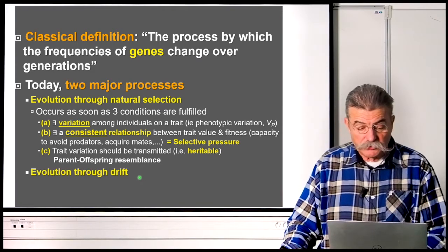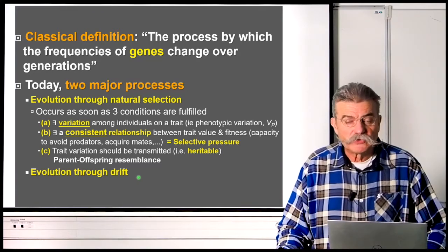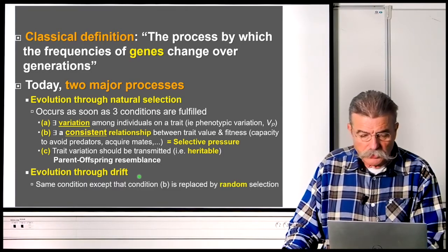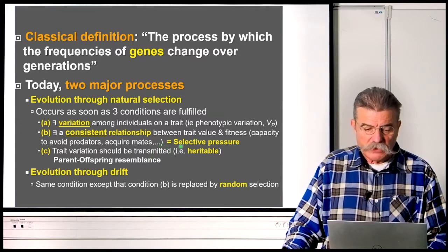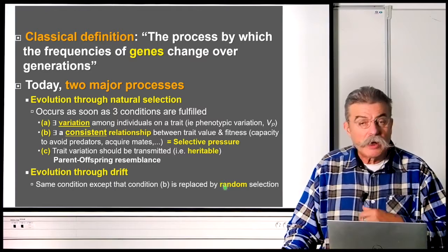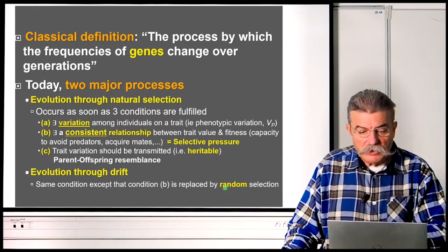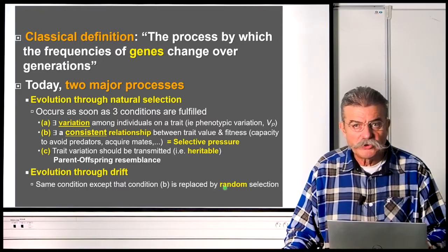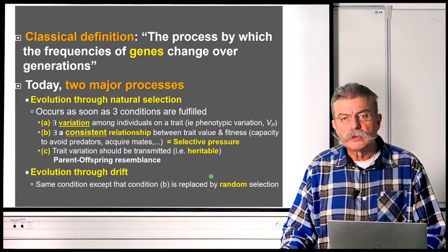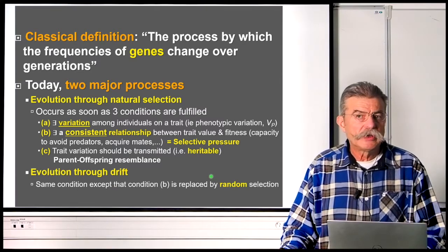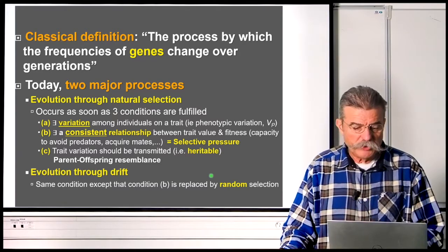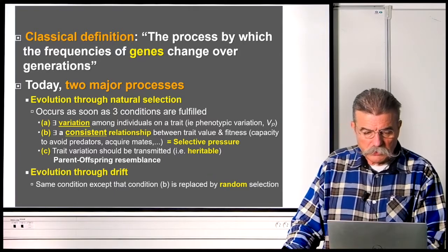The second important major process of evolution is drift, which is very similar to natural selection, but there is one important difference. Condition B is different. Instead of being selected according to fitness, that is the quality of the individuals, individuals are selected randomly, independently from their trait values, independently from their quality, the capacity to have offspring. This process is very efficient and influential in all populations, but particularly in small populations. And this is why it is so important in conservation biology. And this will be the topic of the next lecture of this module.